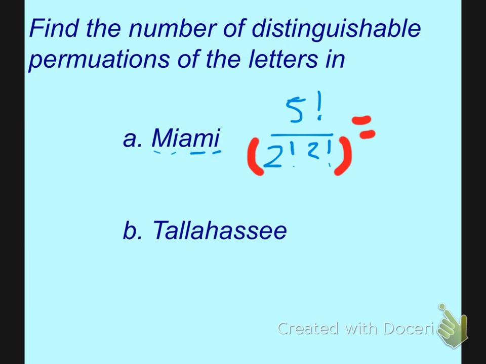So your answer is going to end up being 30. There's 30 different ways because of the duplicates that we have. If you remember, 5 letters would have been 120, but because we divided by those duplicate letters, you're left with only 30 as your option. So I want Mr. Johnson here to pause it for me, and then I will go on with Tallahassee.